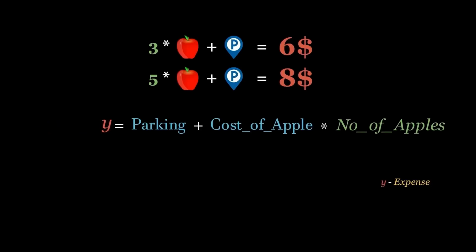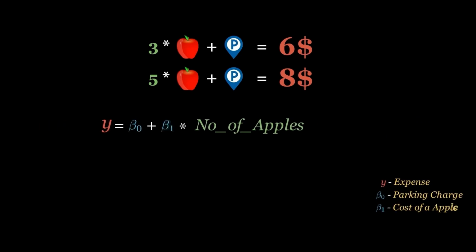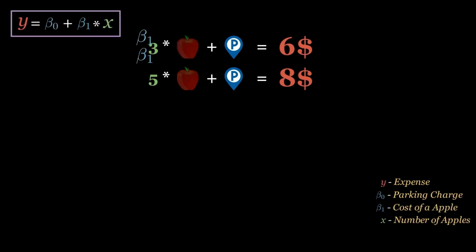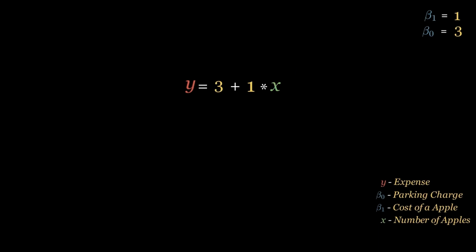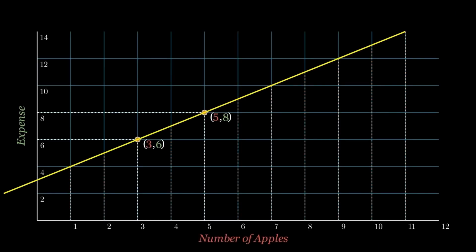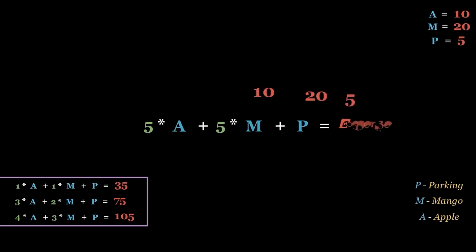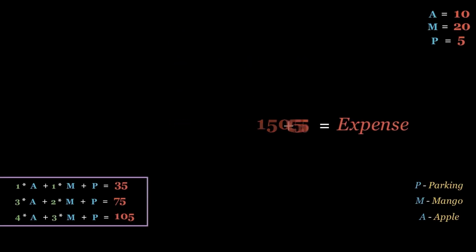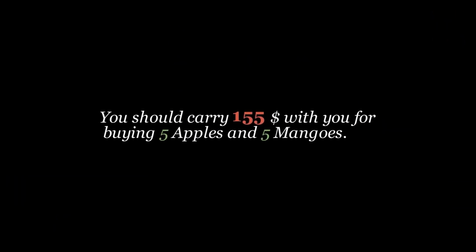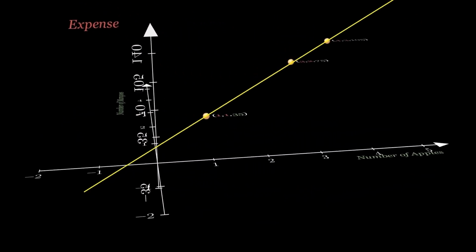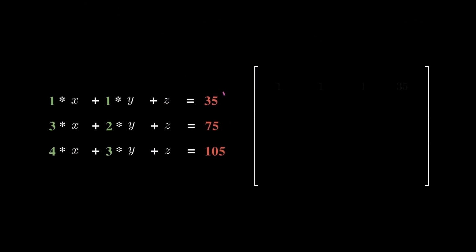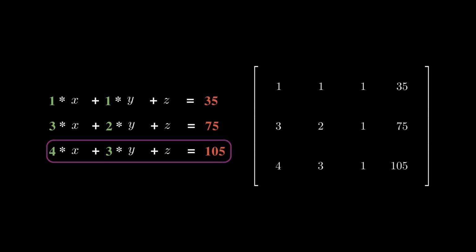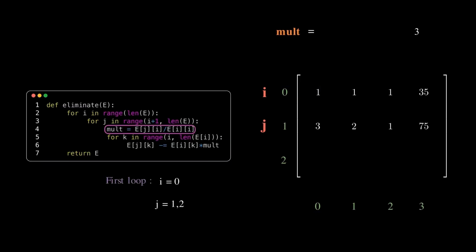In our previous video, we learned how to solve linear equations, starting with two-variable equations, like figuring out the cost of apples and parking fees using simple lines on a graph. Then we tackled three-variable equations by adding another dimension, apples, mangoes, and parking, transforming our graph into a 3D space. But manual solving takes time, so we automated it with Python.